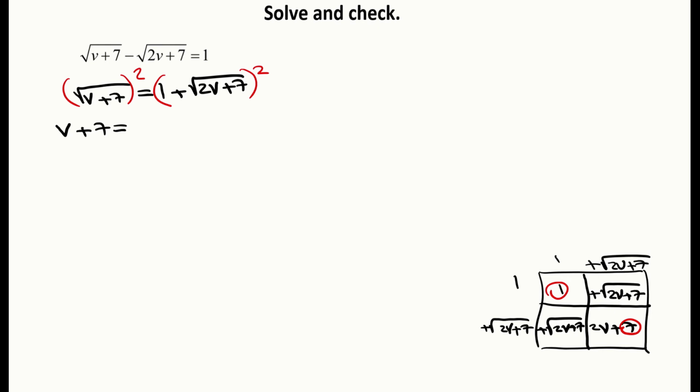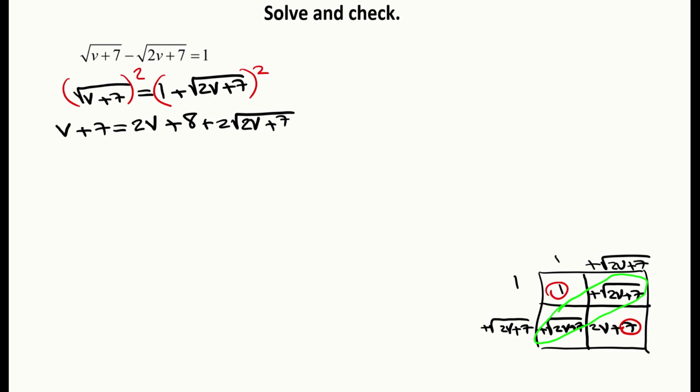So when we go to write our answer, we also realize that those two are like terms. So we're going to end up with 2v plus 8. That's the 2v. The 1 and 7 give us 8. And then two of these expressions. So plus 2 radical 2v plus 7. Notice that we still have a radical left, so we're going to have to square again.